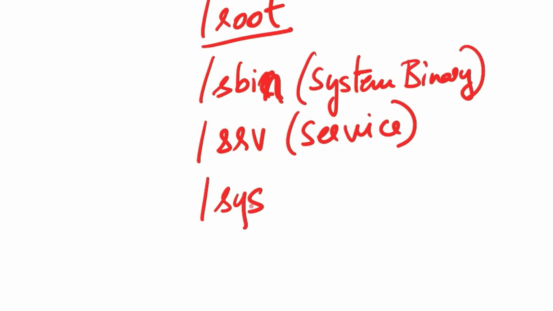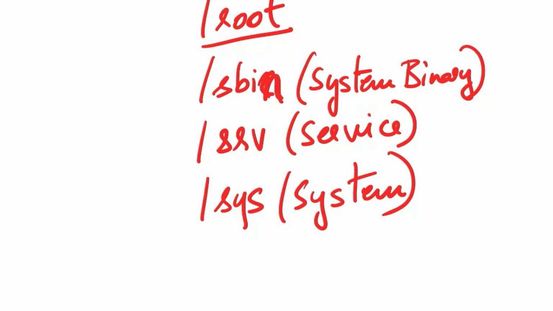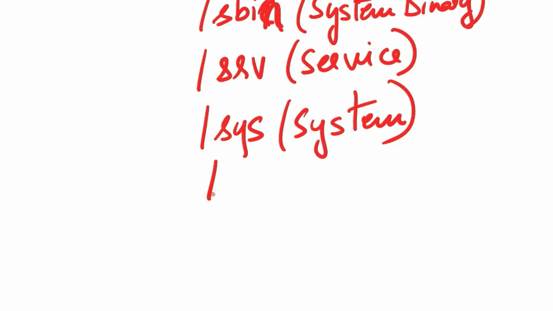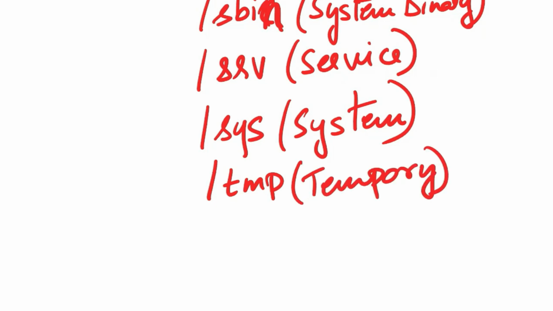Next, /sys, that is system. This is used to interact with the kernel, exposing various kernel parameters and settings in a structured manner. Next, /tmp, temporary. This is used for temporary file storage. Files in this directory are typically deleted upon system reboot.